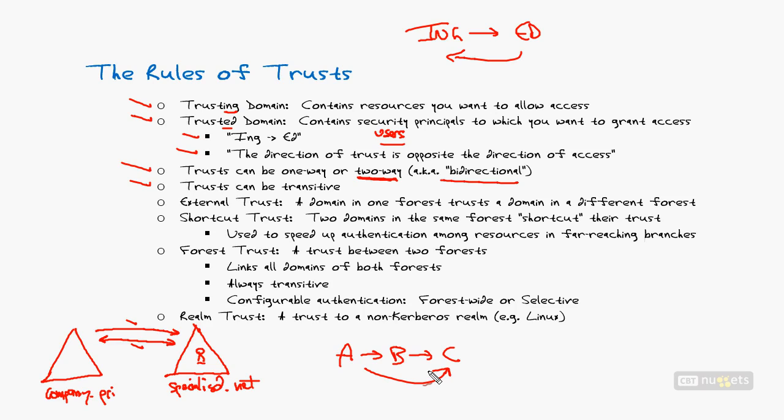So those are the rules, okay? And the direction of trust is opposite to the direction of access. That's what you got to know.